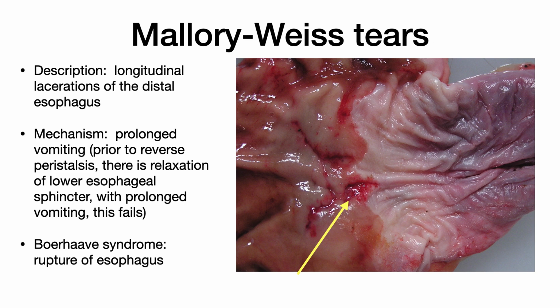Mallory-Weiss tears. These are longitudinal tears of the distal esophagus. You can see to the right of it, right at the GE junction, the yellow arrow shows a tear. What happens is with prolonged vomiting, prior to vomiting, you have to have relaxation of the lower esophageal sphincter, which makes sense because to get stomach contents out, they're going to have to go back up through the esophagus, so you have to relax that sphincter. And with prolonged vomiting, that relaxation fails. And so you're forcing the food up against it and it can tear.